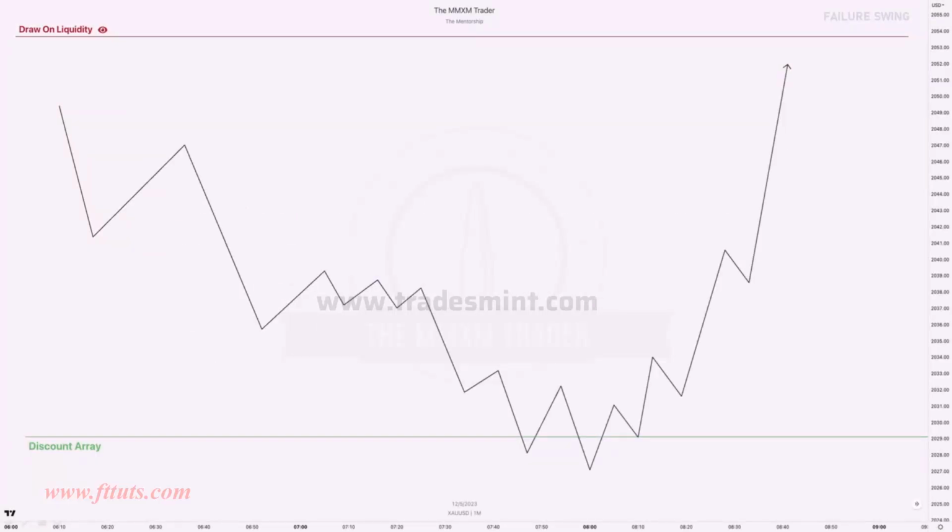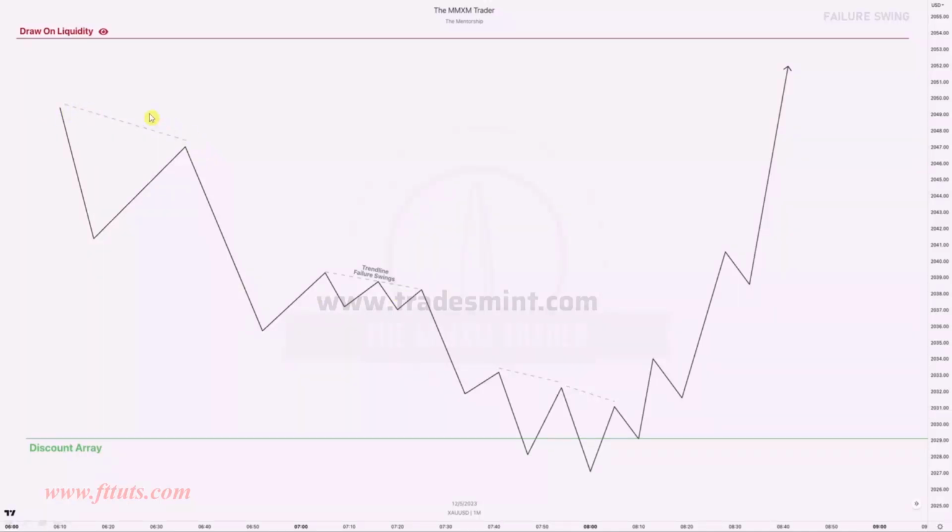So over here we got a crude depiction of a market maker buy model. We've got our draw on liquidity up here, our structure and our discount array. Now think about where we want to see those failure swings form, right? When we are bullish, we want to see those bearish failure swings, which is a high that fails to take out another high, right? So how does that look like?